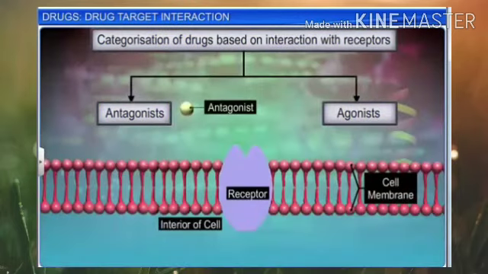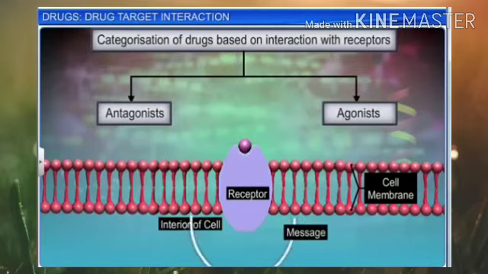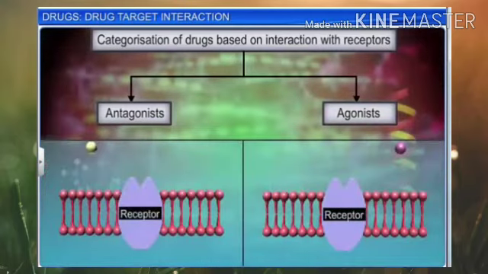Antagonists are drugs that bind to the active site of a receptor and inhibit its natural function. These are useful when a message is required to be blocked from reaching a cell. Agonists are drugs that behave like natural chemical messengers. They bind to receptors and activate them to produce the desired response. They are useful when there is a lack of natural chemical messengers. This is how a drug carries out a specific action.